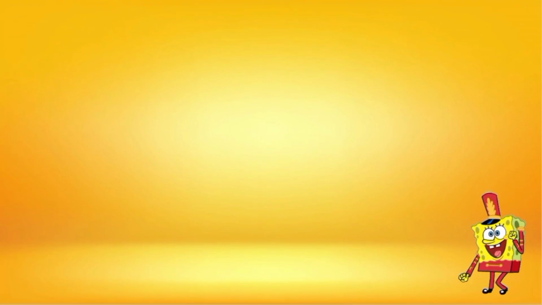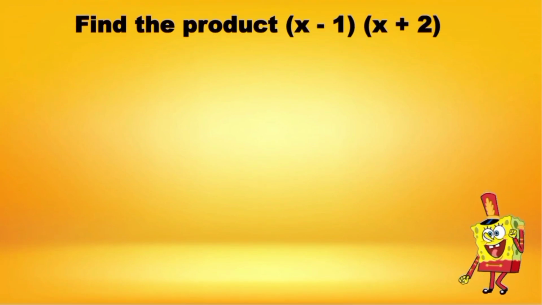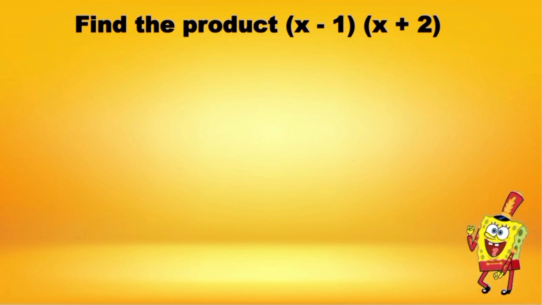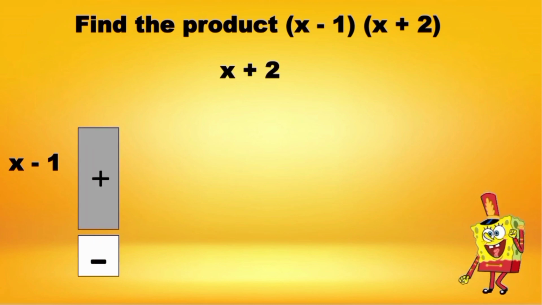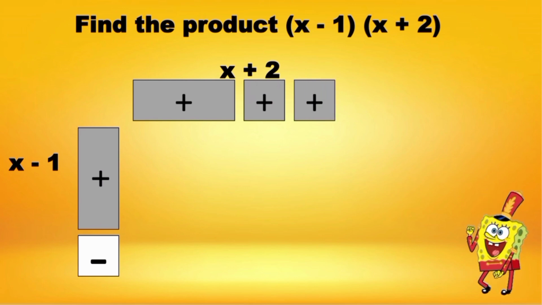Now let's try another one. Find the product of x minus 1 and x plus 2. Let's represent each binomial using algebra tiles. For x minus 1, we have this. For x plus 2, we have this. Now let's multiply.